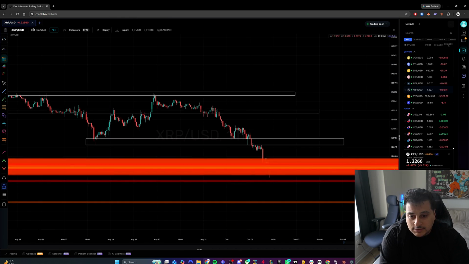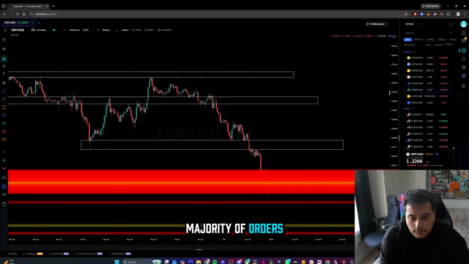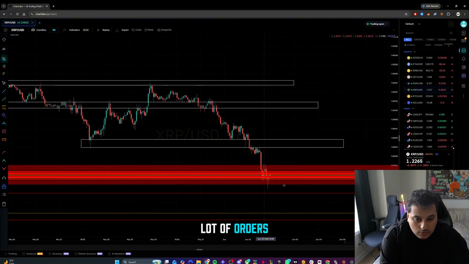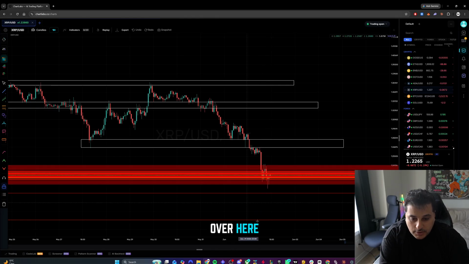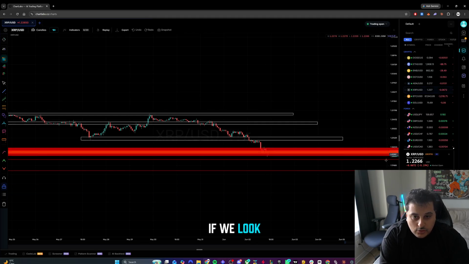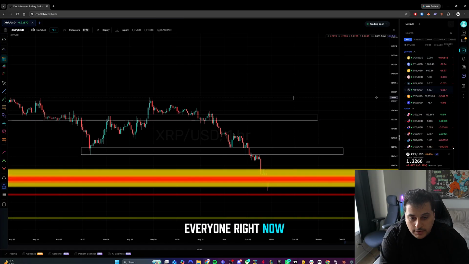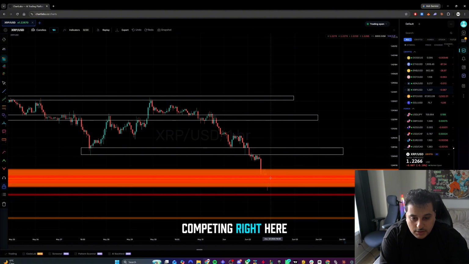And heat maps is something we're working on right now, still a work in progress, but it shows you where the majority of orders are being placed right now. So you can see right now, there's basically a lot of orders in this section. It's kind of fighting for dominance, right? We can see that it's been going up and down, up and down over here. There's a lot of orders over here, a lot of orders over here. If we look up, is there any orders at the top? Not really right now. So mostly everyone right now is probably looking to buy down here, and there's a lot of people competing right here at the bottom.